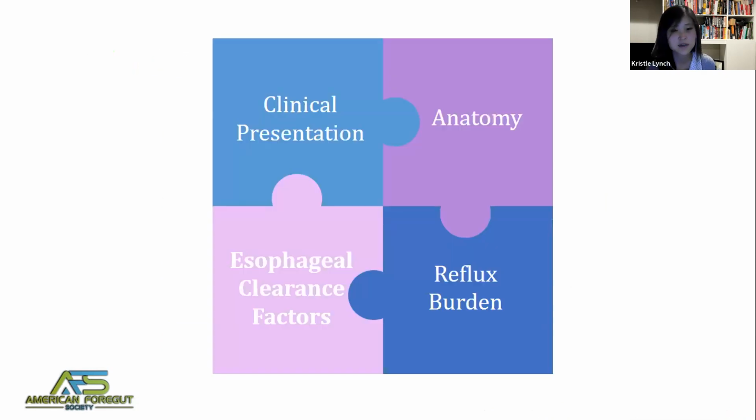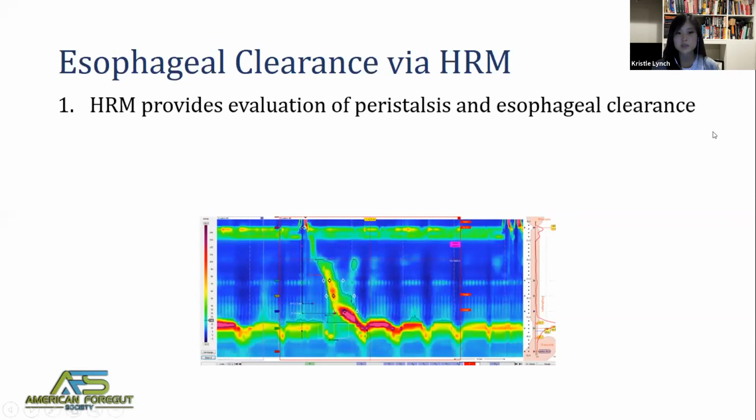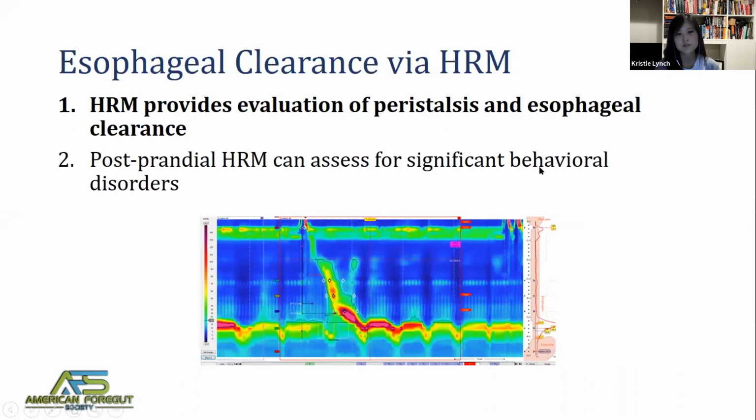So lastly, we'll talk about esophageal clearance factors. So this is an example of an esophageal manometry, and manometries can give us really valuable information in patients who present with acid reflux symptoms or a question of acid reflux. Manometry provides an evaluation of peristalsis and esophageal clearance. Additionally, postprandial manometry can assess for significant behavioral disorders. So first we'll talk about our manometry evaluation.